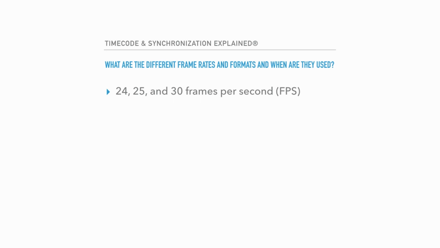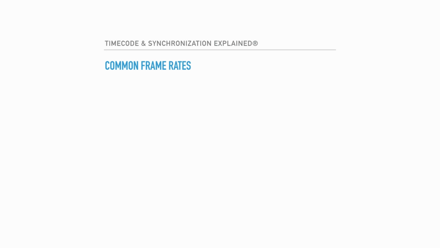In this video, we will take a closer look at the different frame rates, their real-world uses, and how they came to be. Here is a list of common frame rates you may come across in the modern day. 24, 23.976, 25, 29.97, drop frame and non-drop frame, 30, 48, 50, and 60.